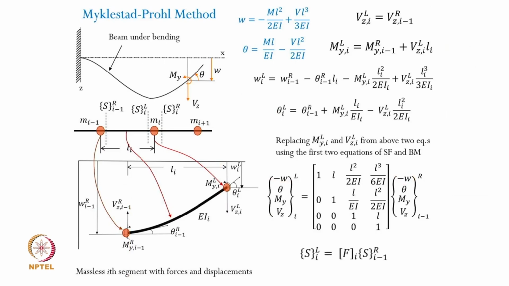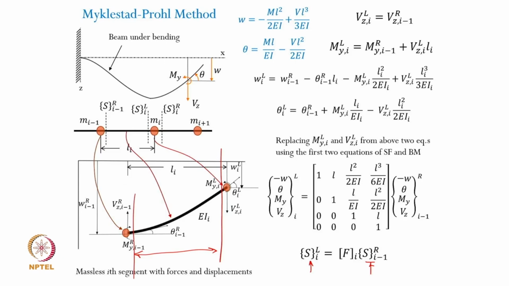Okay, that's how you get the relationship between one state vector here with respect to the state vector here, and this relationship is for that massless segment, and therefore the matrix relating these two state vectors is called a field matrix, quite similar to your Holzer method, where we use a similar way of static equilibrium and force balance to get the relationship, right.